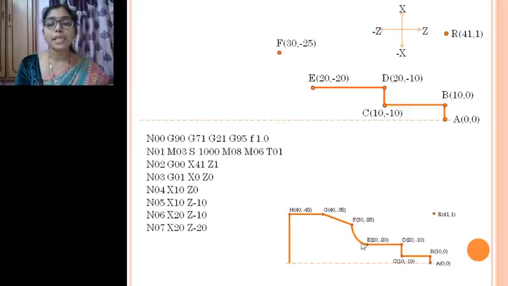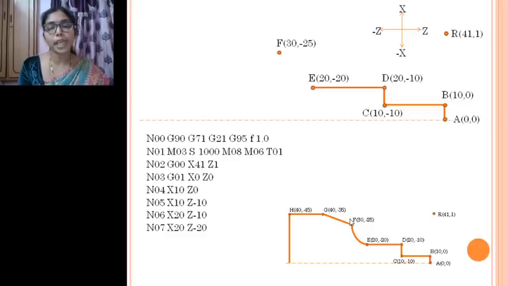G02 is circular interpolation clockwise. If it is a clockwise movement, then we call it circular interpolation clockwise. If it is anti-clockwise, like if I have a curve of this shape, then it is counterclockwise or anti-clockwise. So circular interpolation can be clockwise or counterclockwise. Here what is required? We require a clockwise interpolation, right?